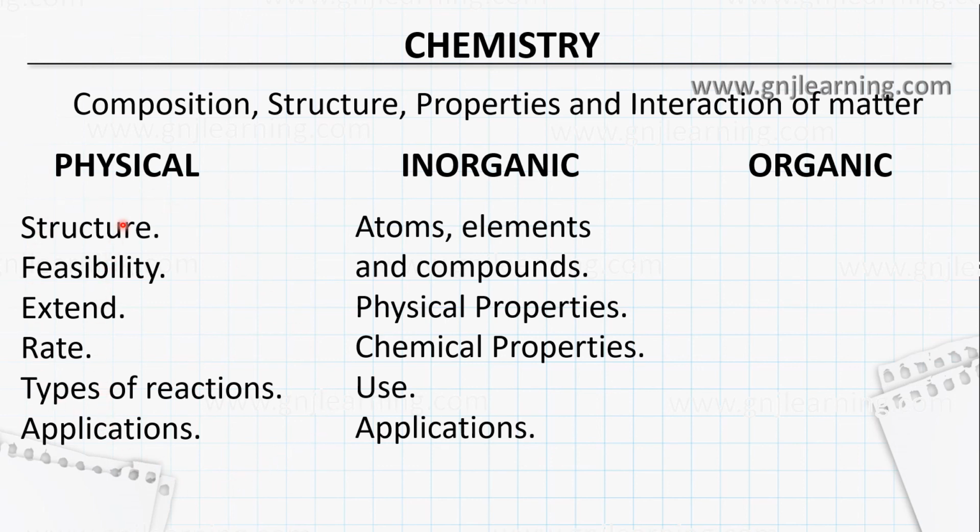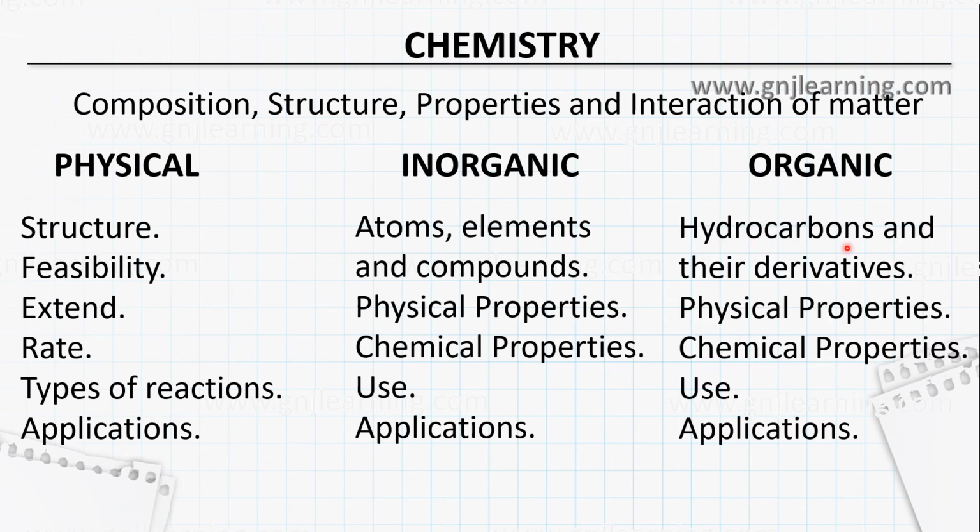And a branch that is not having much connection with this is organic chemistry. This is exclusively a branch to study about hydrocarbons and their derivatives. So hydrocarbons means the compounds having both carbon and hydrogen, and also their derivatives, those compounds that are derived from hydrocarbons. And it deals with their physical properties, chemical properties, use and applications. So in general, we can say that chemistry is broadly classified into three: physical, inorganic, and organic.